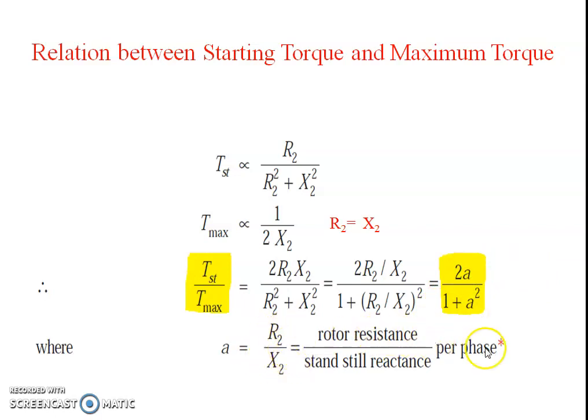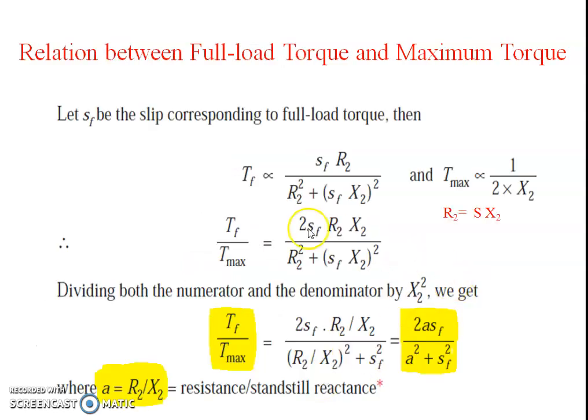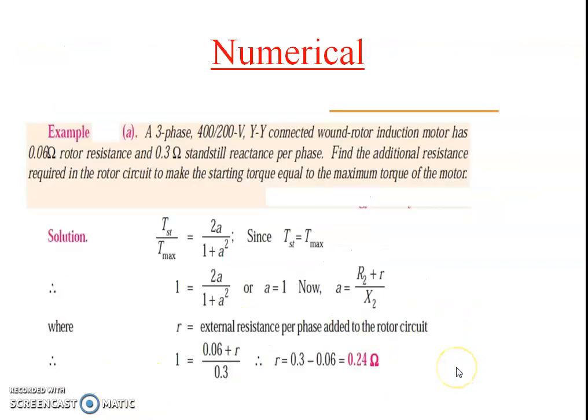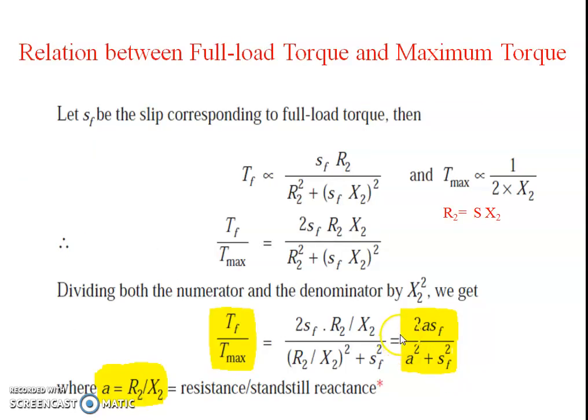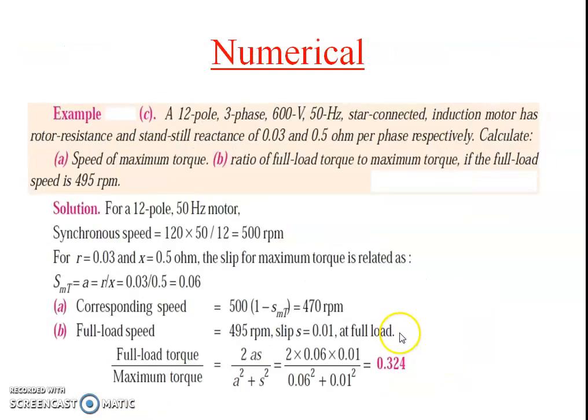That is the rotor resistance per phase divided by the rotor standstill reactance per phase. As well as this, the full load torque and maximum torque equation is TF divided by Tmax, where F indicates full load. So TF divided by Tmax equals 2a SF divided by a square plus SF square. So already we've seen all these formulas, and we are going to apply them in this numerical.